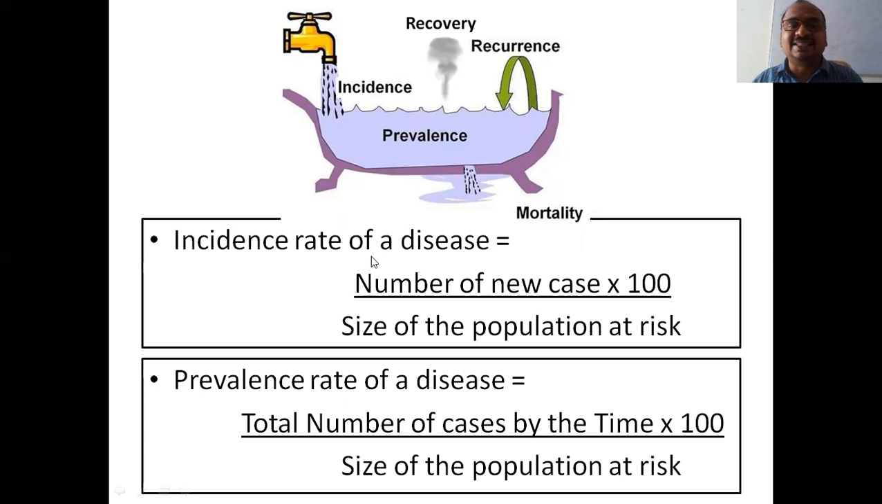Incidence rate of a disease. This formula, incidence rate. Here, prevalence rate of a disease. Incidence rate of a disease is equal to number of new cases into 100 divided by size of the population at risk. In India, the total population is at risk of the corona. And prevalence is the total number of cases at the time. That is the main difference. New cases by the time into 100 divided by size of the population at risk. We will see one example so that you can understand well.